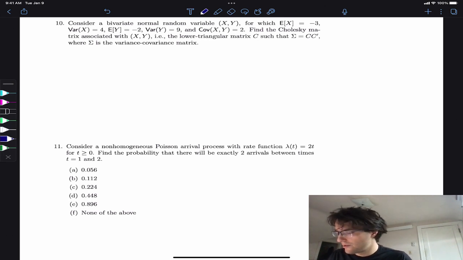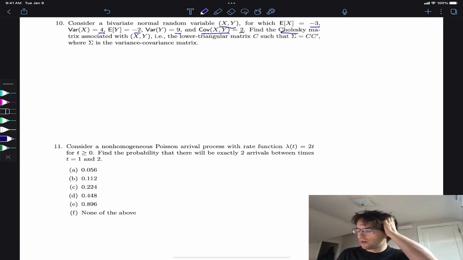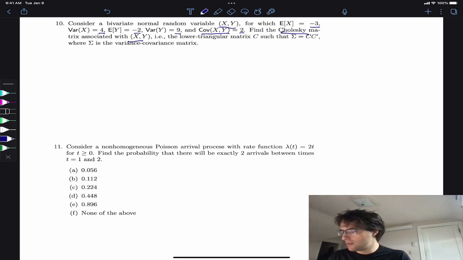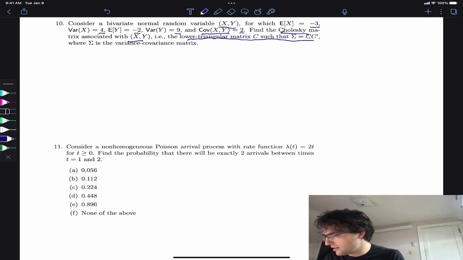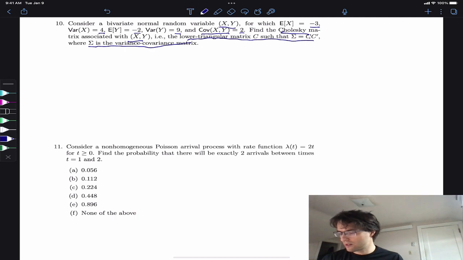Question 10. Consider a bivariate normal random variable pair X, Y, for which the expected value of X is -3, the variance of X is 4, the expected value of Y is -2, and the variance of Y is 9. The covariance of X, Y is 2, and we want to find the Cholesky matrix associated with Sigma, i.e. the lower triangular matrix C such that C times C transpose gives Sigma, the variance-covariance matrix.